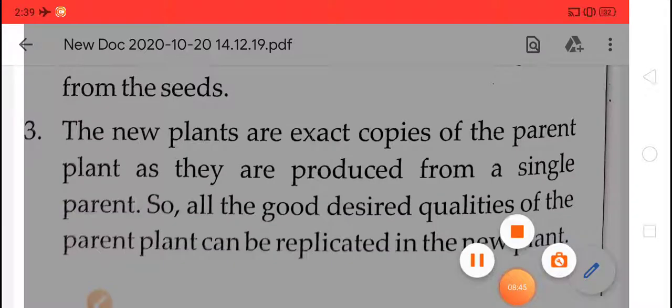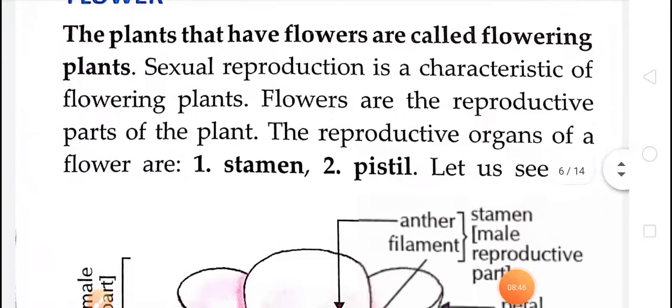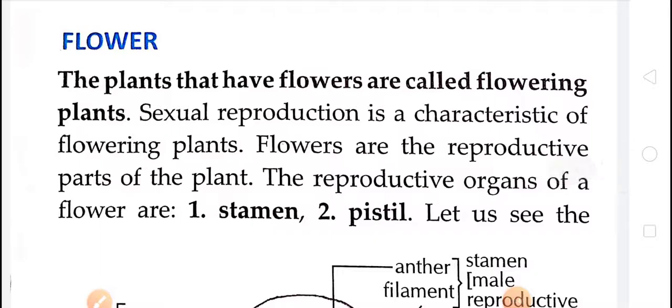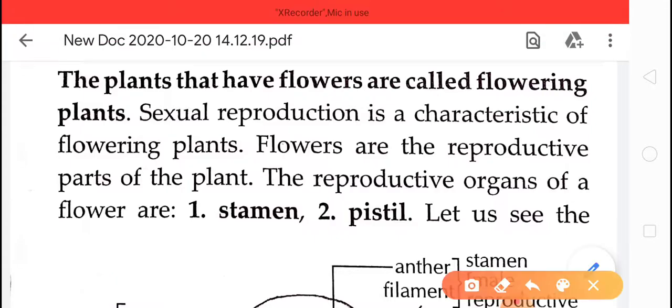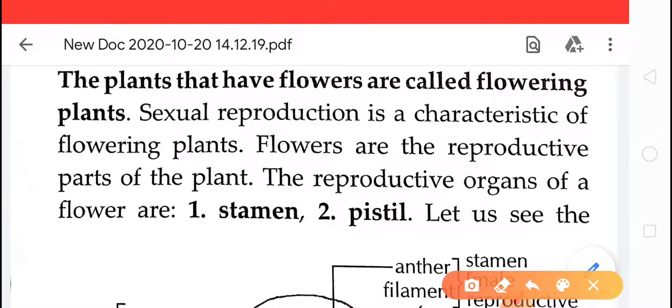Next, children, the next topic of the chapter is flower. The flower is the reproductive unit of flowering plants.